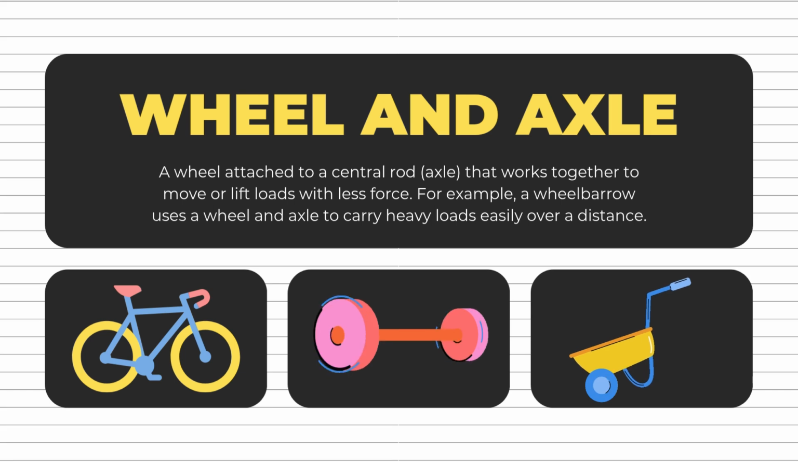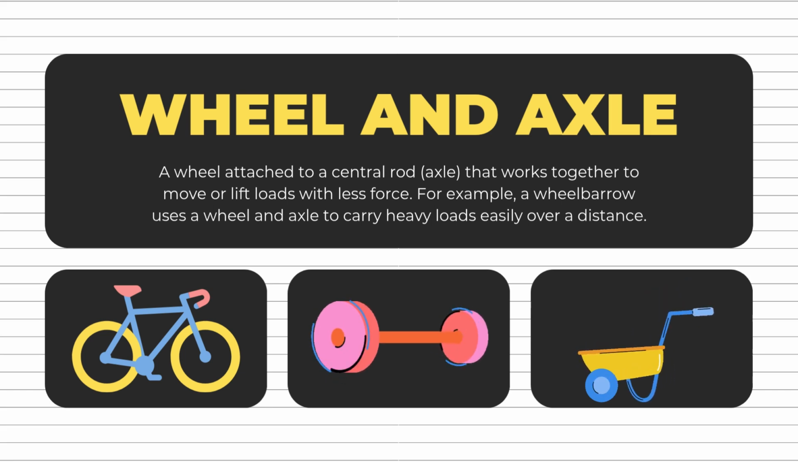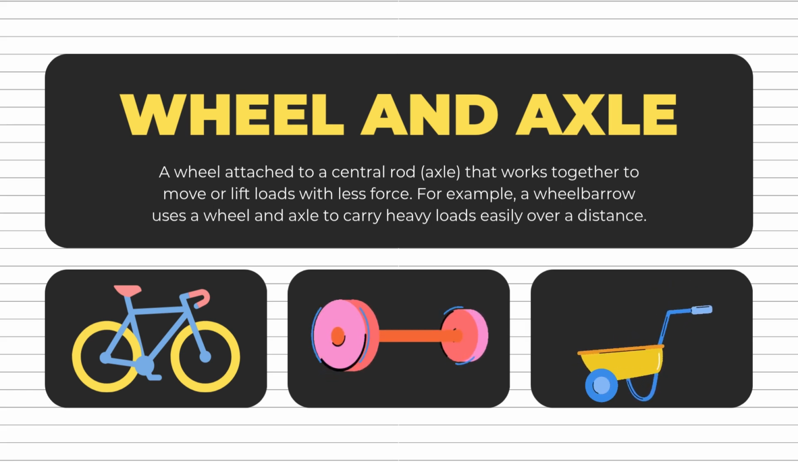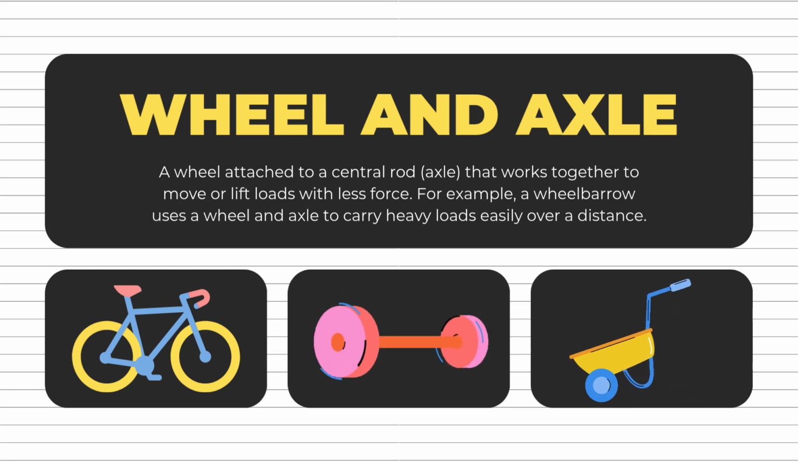Third is the wheel and axle. A wheel attached to a central rod, which we call the axle, that works together to move or lift loads with less force. For example, a wheelbarrow uses a wheel and axle to carry heavy loads easily over a distance.